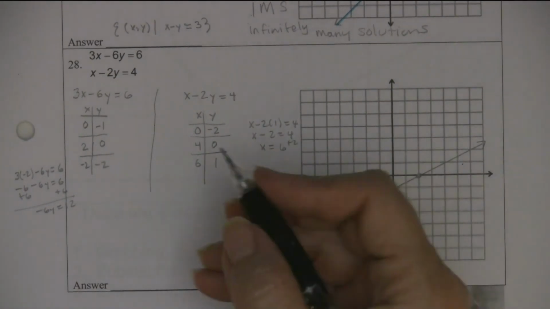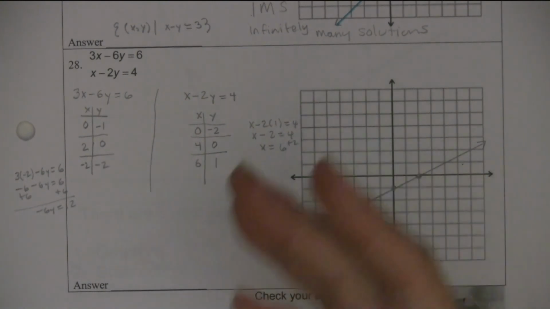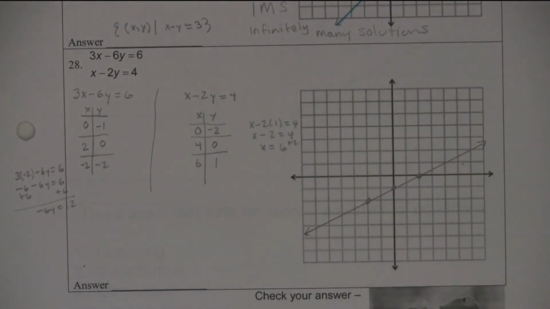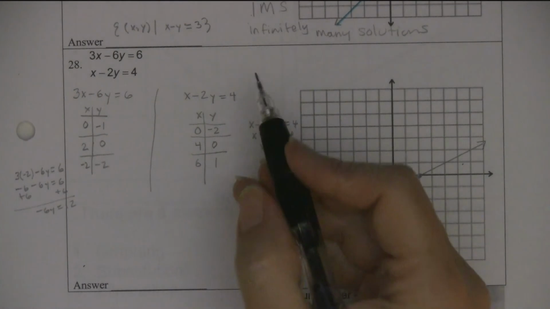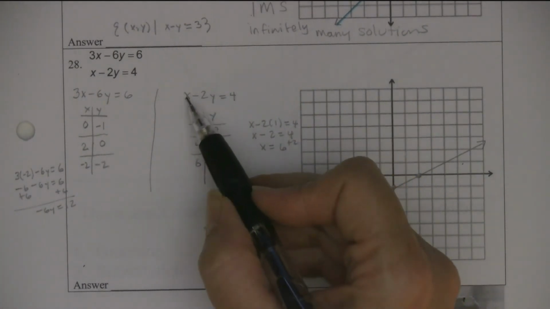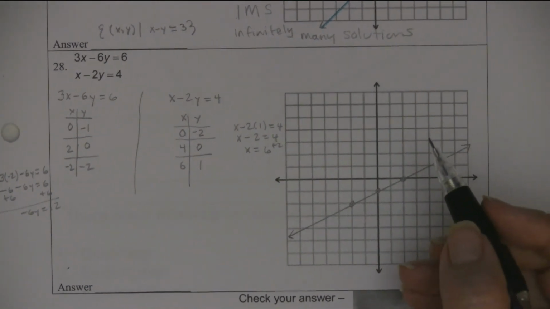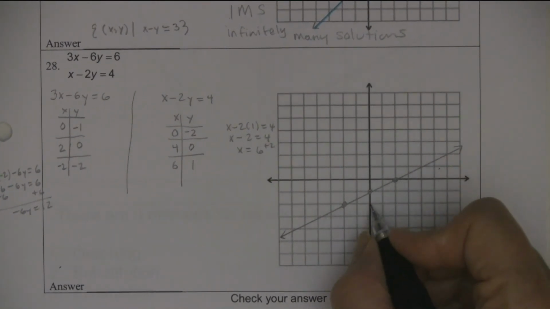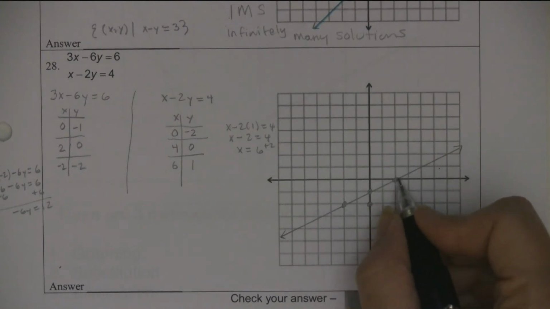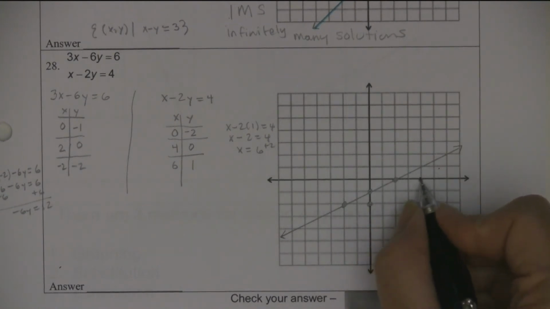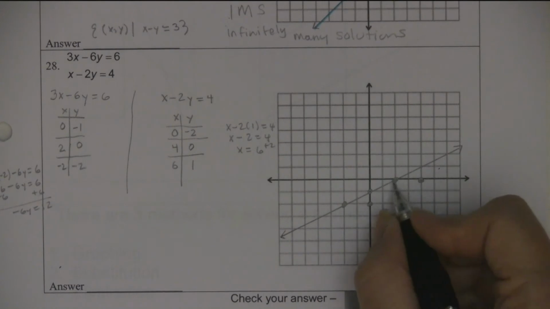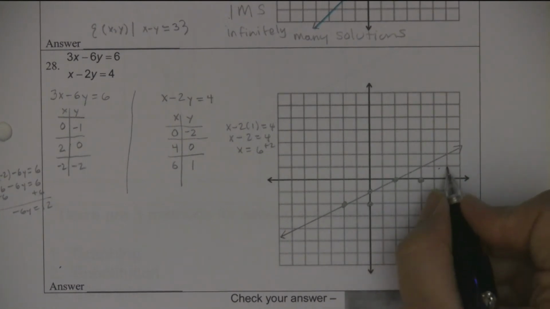And I have to be careful to plot that one backwards, because I normally choose x and find y. But since I found y, and I did that because of the coefficient, and x didn't have a coefficient, I knew that I wasn't going to have to divide and I wouldn't get a fraction. And so 0, -2 is here. 4, 0 is here. And 6, 1 is here.